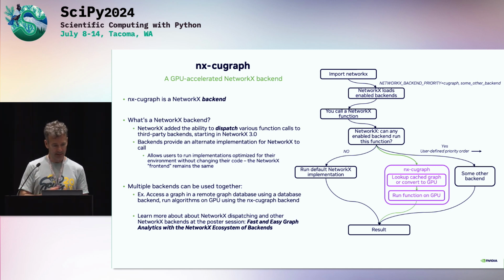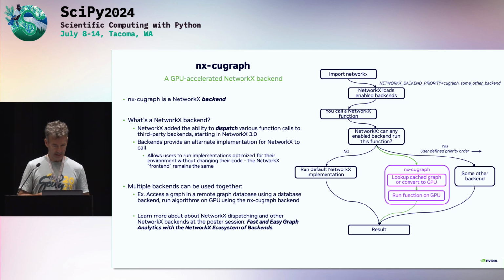Backends were supported in NetworkX 3.0. They were introduced, and they basically provide a means for an alternate implementation to be used instead of the default Python-based implementation that NetworkX ships with. You can have multiple backends installed on one system, and you can use both of them in the same workflow. That backend priority is set by the user with that environment variable.